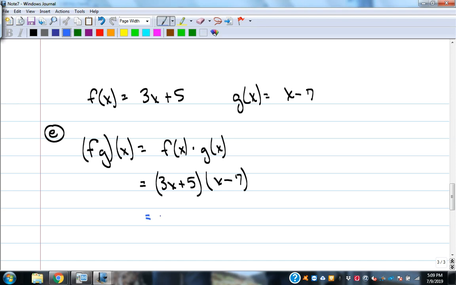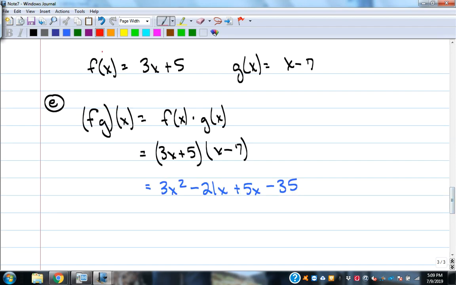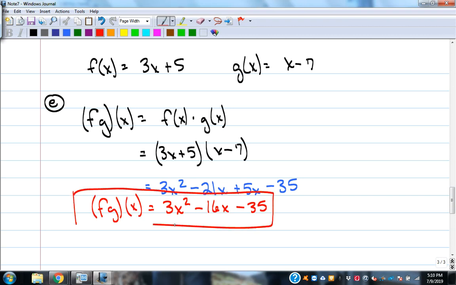3x times x, 3x squared, 3x times negative 7, negative 21x. Then multiply everything by the 5. 5 times x, positive 5x. 5 times negative 7, negative 35. And then simplify that. 3x squared minus 16x minus 35. That is the multiplication of those two functions. The domain, negative infinity to positive infinity.